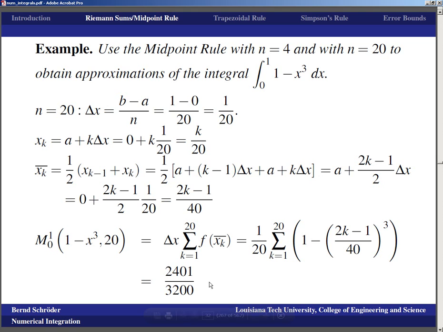Don't think it can be, but what you realize is 24 over 32 is about 3/4, and so in fact the answer is very close to 3/4 here. So just by going to evaluating at the midpoint, we already have gained a lot more accuracy.